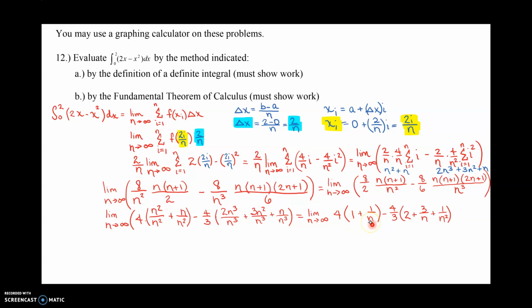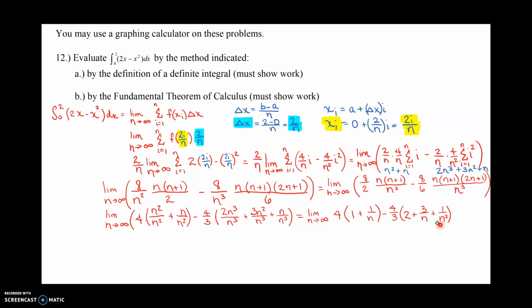All right. Then we've got minus 4/3. This would simplify to 2. This would be 3 over n, and this would be 1 over n squared. So 2, 3 over n, 1 over n squared. All right, so now we're ready to actually take our limit.